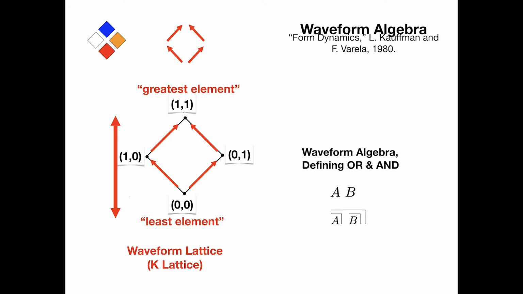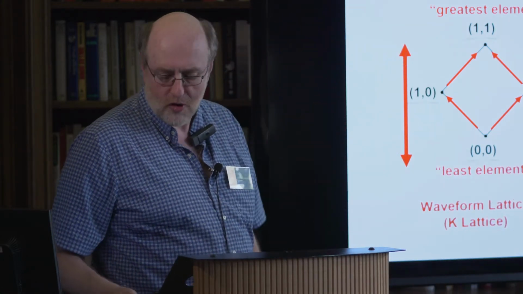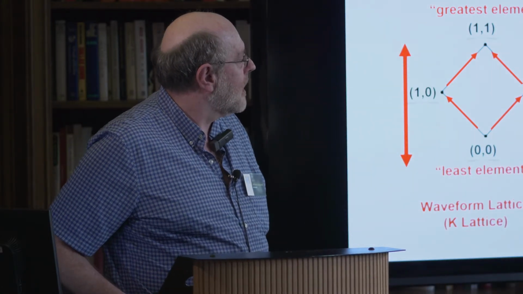In the waveform algebra, the way that AND and OR are defined is up and down in the same structure, and this is much more familiar to most people because AND and OR are simply pairwise, just what AND and OR would be if you applied them to the left and right sides, and the equations for those are the same as normal for the primary algebra.